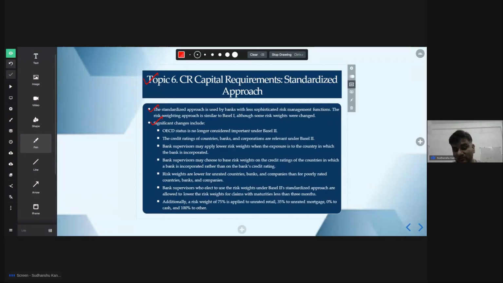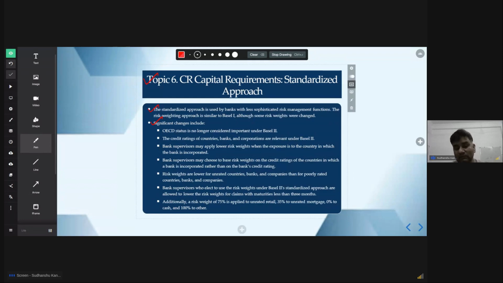There was a home country discretion. Supervisors may allow low risk weights for exposure to the sovereign where the bank is incorporated. This reflects regulatory realism. Domestic sovereign exposures are often treated more favorably due to monetary and fiscal backing.